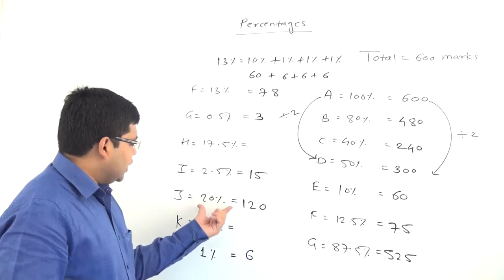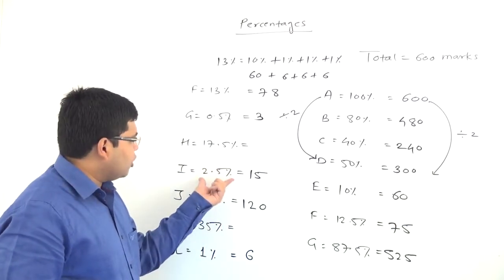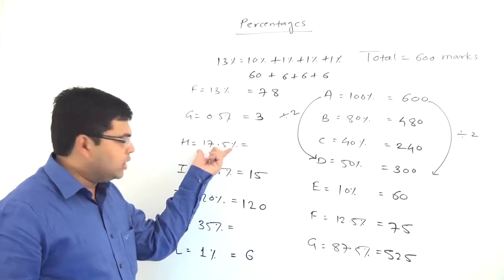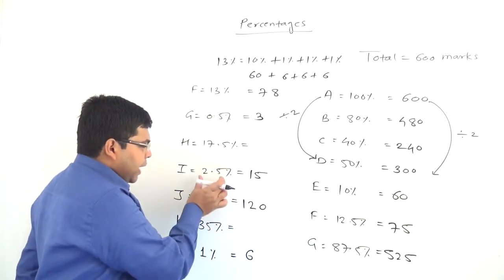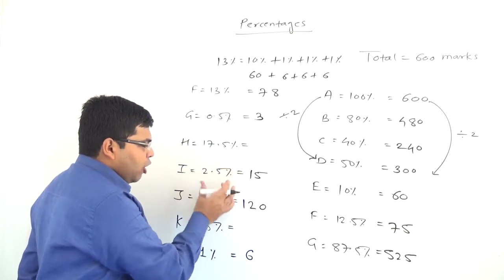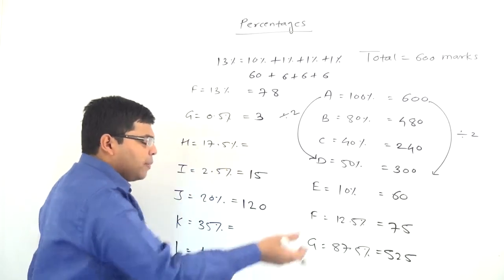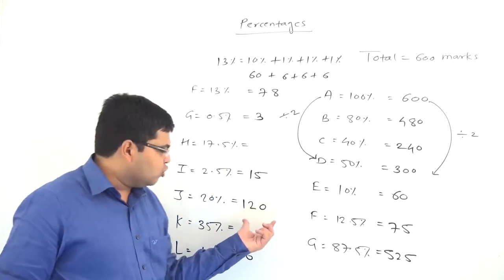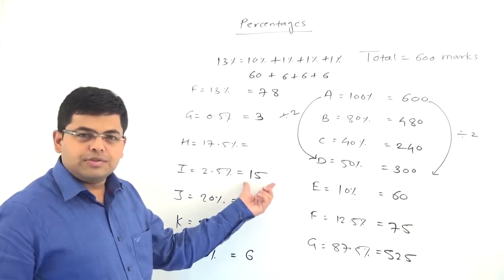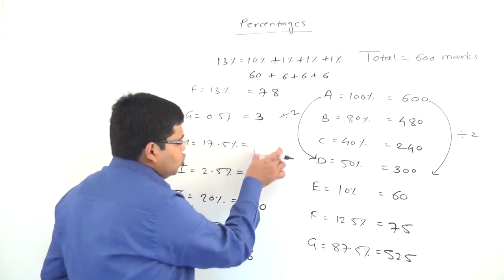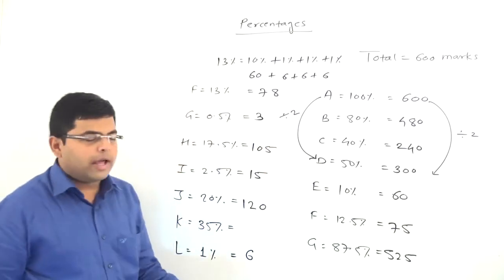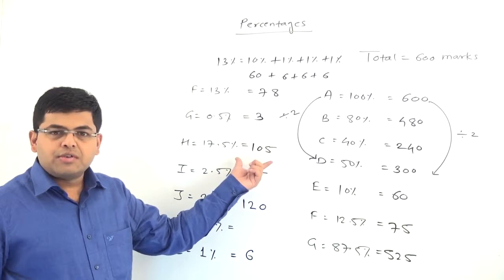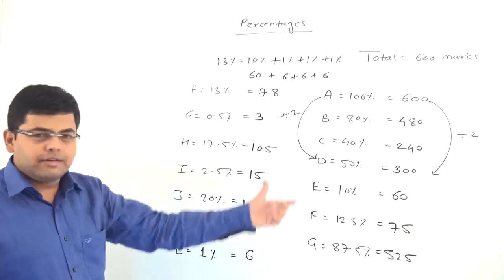Now, how can we calculate 17.5%? That can be 20% minus 2.5%, which will come out to be equal to 17.5%. So when you perform 20% minus 2.5%, we are performing an operation on the left hand side. Similar operation you perform on the right hand side. So 120 minus 15 will come out to be equal to 105, which will be the value of 17.5%. I hope you are very clear with this example.